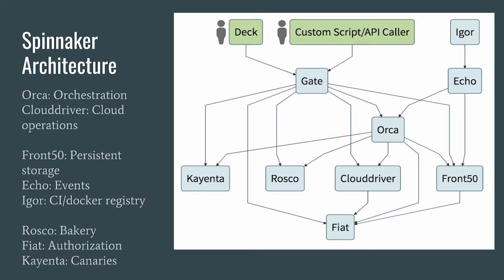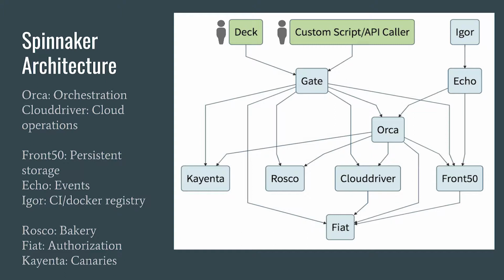So the top level, the green boxes with the people next to them, those are what you might interact with as a customer or user of Spinnaker. So Deck is the microservice that's the UI, and it is built in a combination of Angular and React, but all new code we would love to be submitted in React if possible. And then a custom script or API caller would not usually interact with Deck, but that's another entry point into Spinnaker. So it's called out as a box here because we have a lot of people at Netflix that do that.